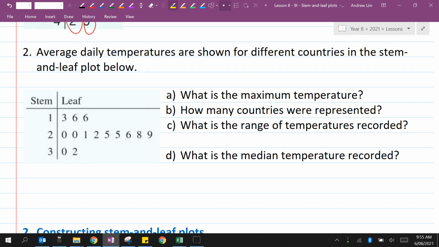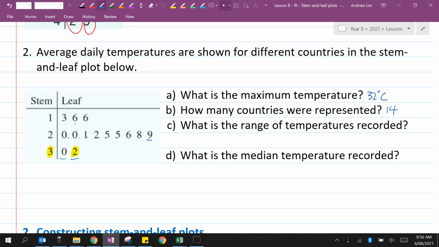Okay, welcome back. We've got question A, what is the maximum temperature? The maximum temperature is 32. Okay, 32 degrees. How many countries were represented? Well, this country, the average temperature was 32, this one was 30, this one's 29, etc. So we just need to count how many numbers there are in the leaf column. 1, 2, 3, 4, 5, 6, 7, 8, 9, 10, 11, 12, 13, 14. 14 countries were represented.